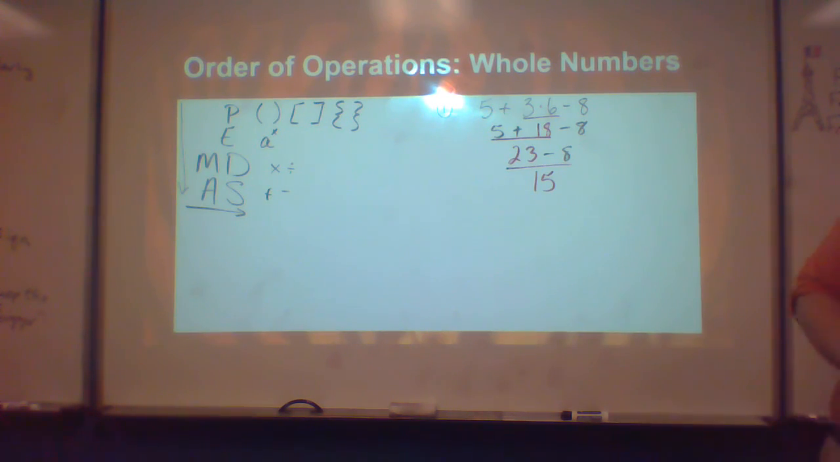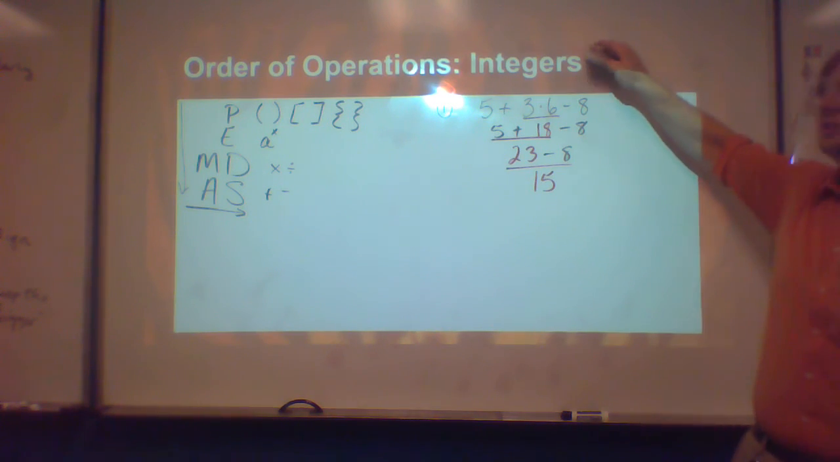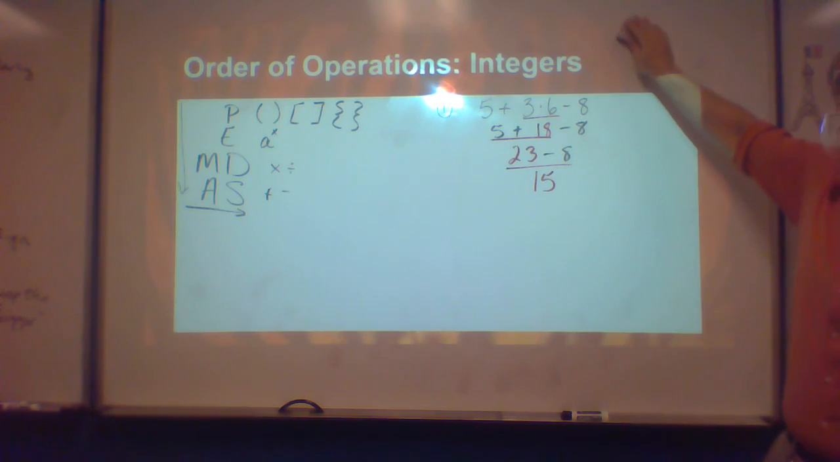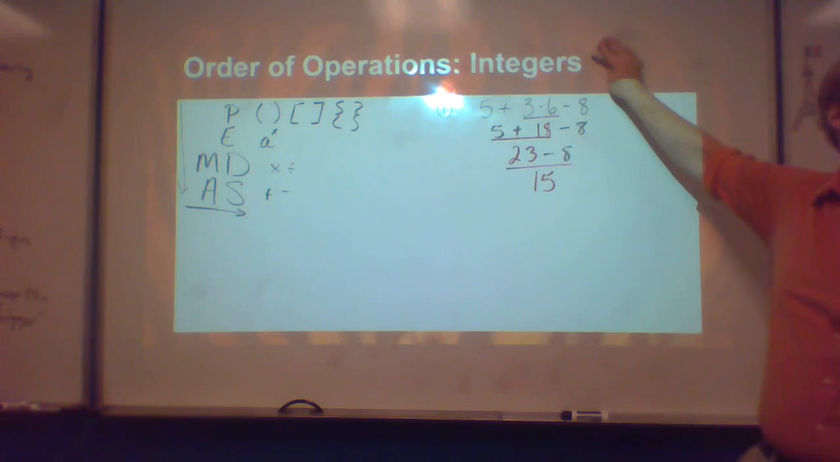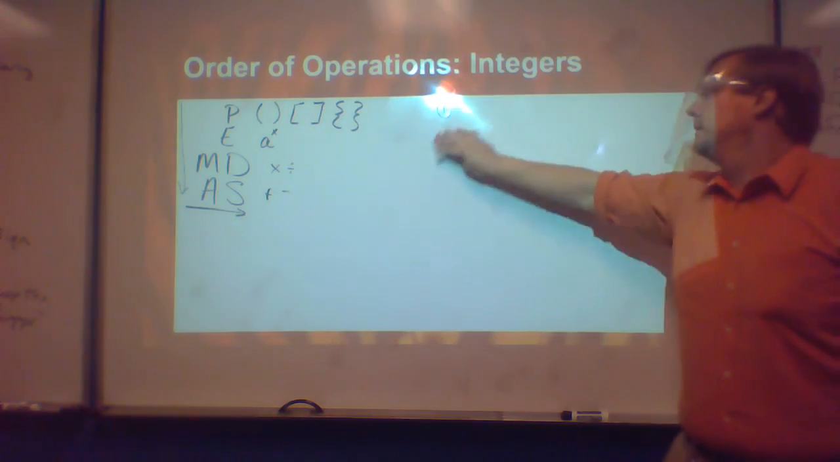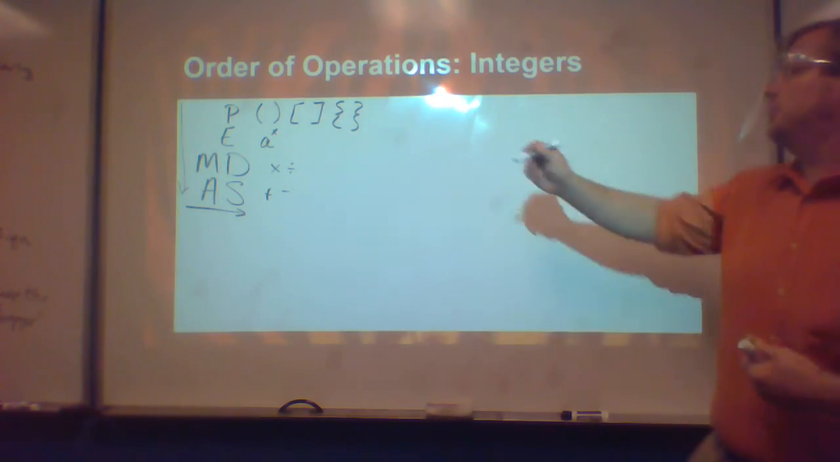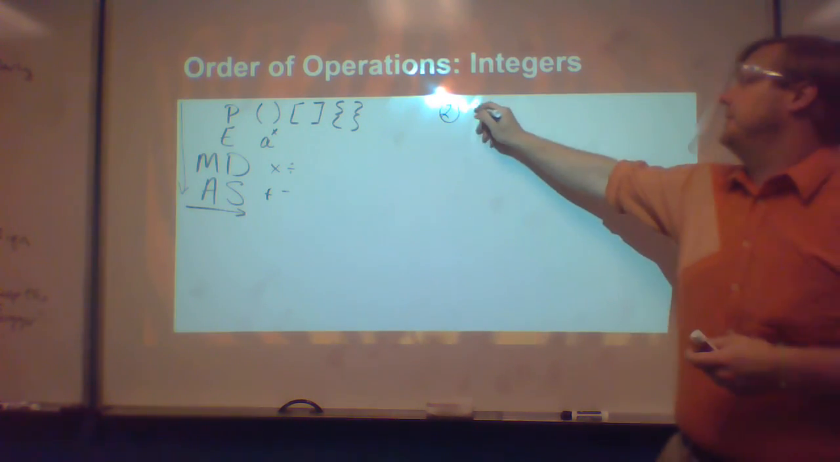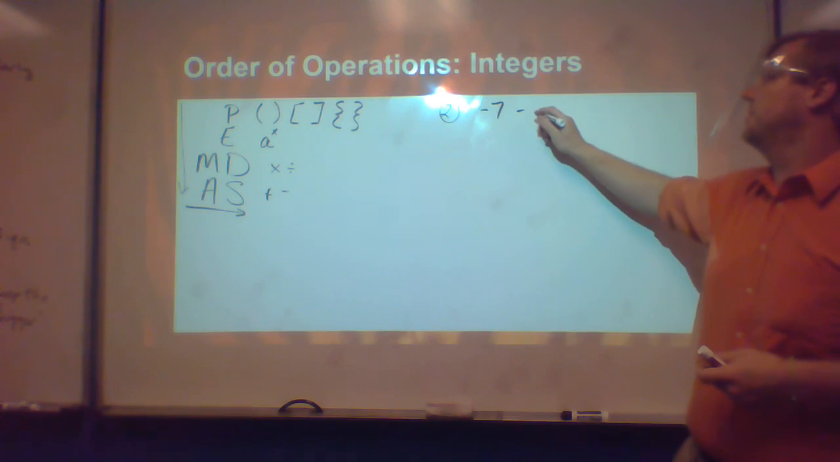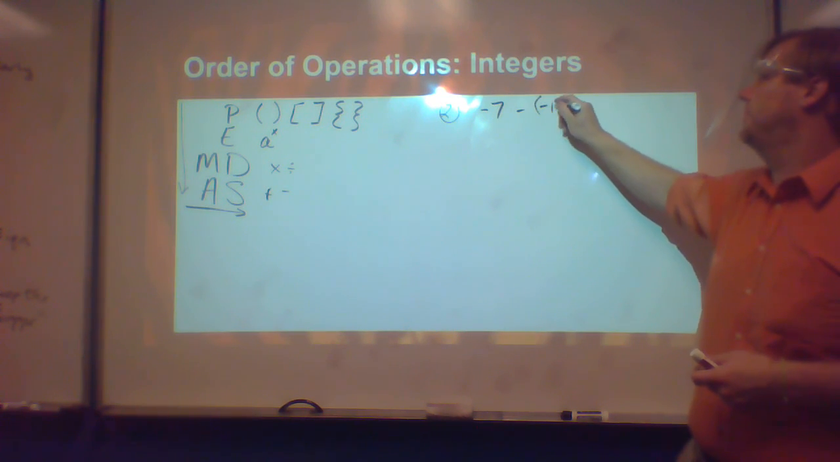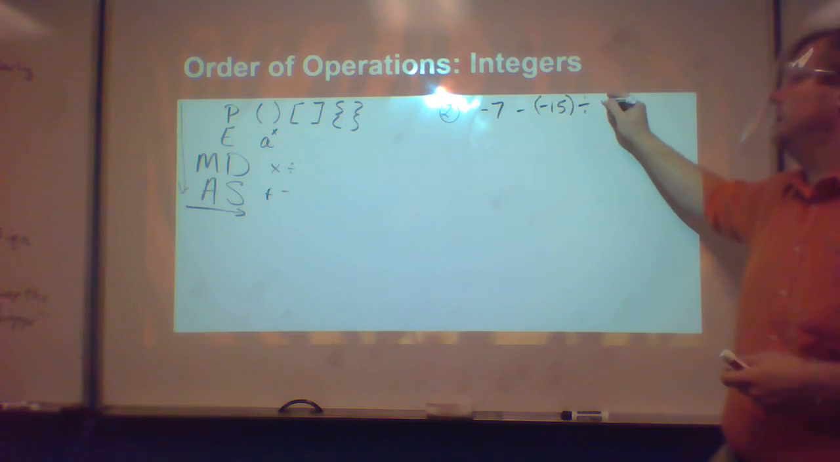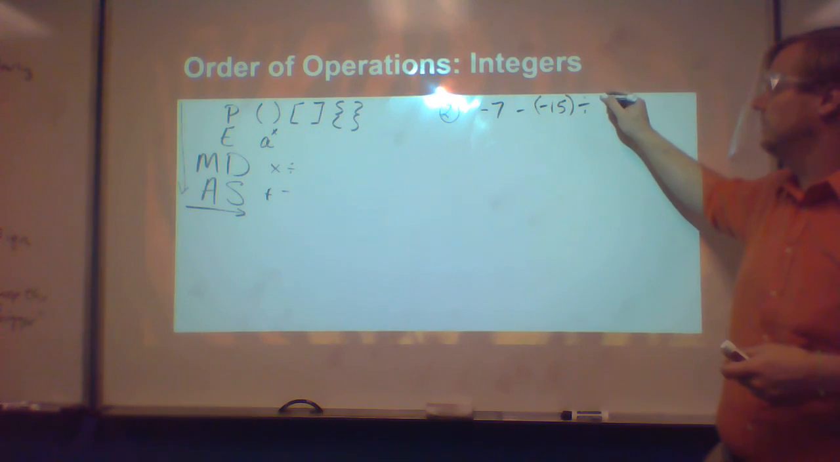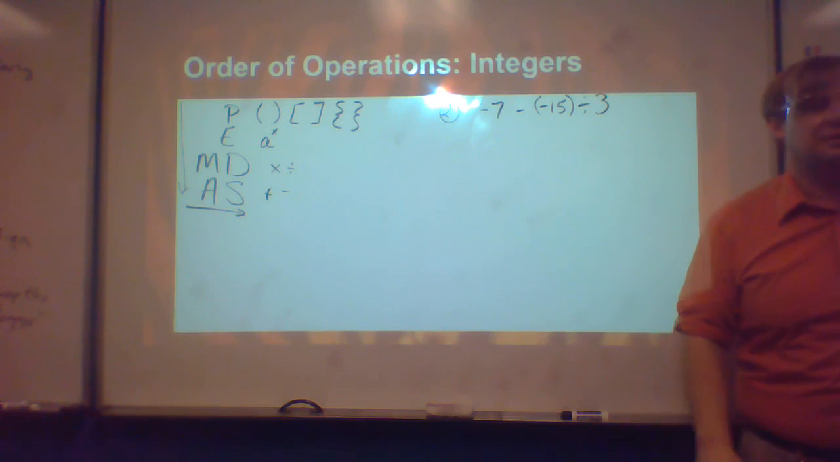Okay. Now, let's look at a problem, but this time with integers. So we're going to have some negatives thrown in here. Can I erase this? Yeah. All right. Let's throw in some negatives. So this is problem 2. Let's pretend I have negative 7 minus negative 15 divided by, I don't know, let's just do 3. We don't have to make everything negative.